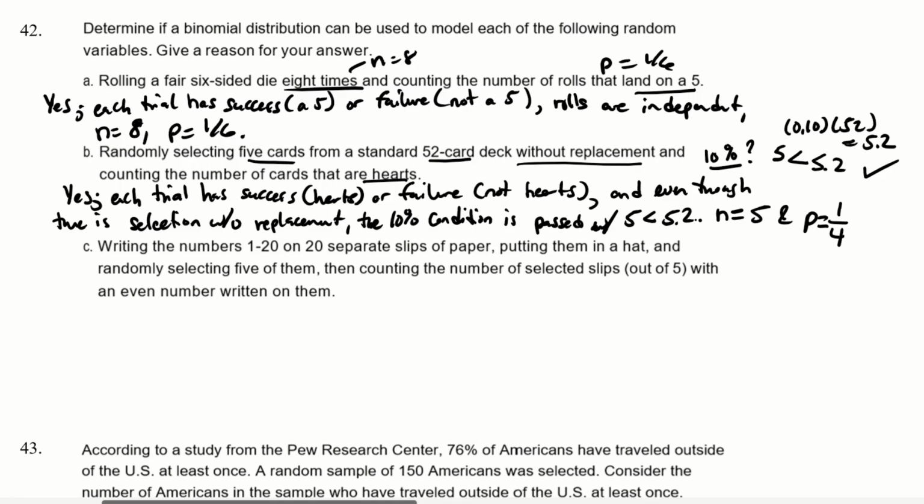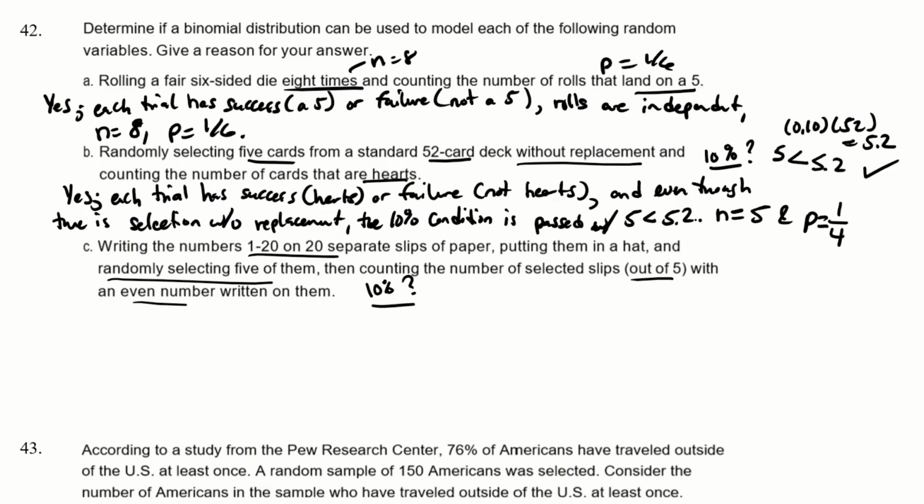All right, so yes. Part C, writing the numbers 1 through 20 on 20 separate slips of paper, putting them in a hat and randomly selecting 5 of them. Then counting the number of selected slips out of 5 with an even number written on them. Okay, so binary, yes, either they have an even number or not. Let's see the 10% condition. 10%?